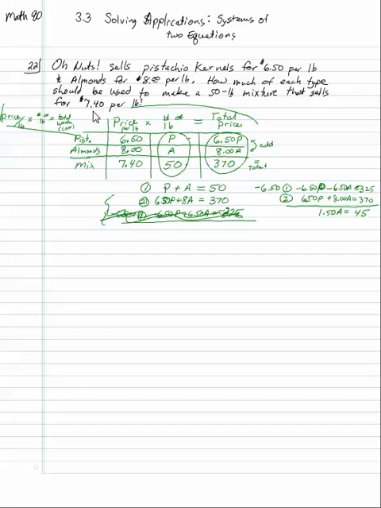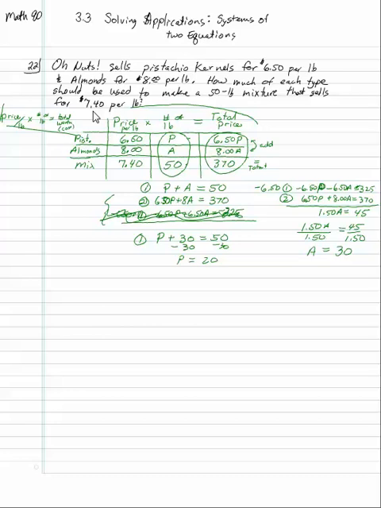Now I'm going to solve this equation. 150. I'm going to divide by $1.50. And that gives me 30 pounds of almonds. Now I need to know how much of each type. So I got 30 almonds, so I go back to equation 1. If A is 30, plug it in. What plus 30 equals 50?